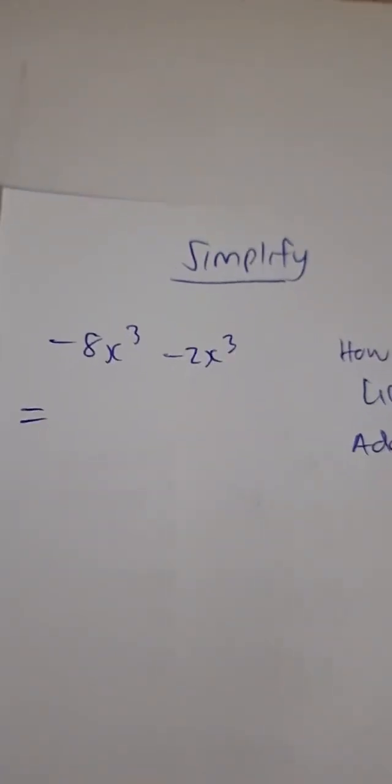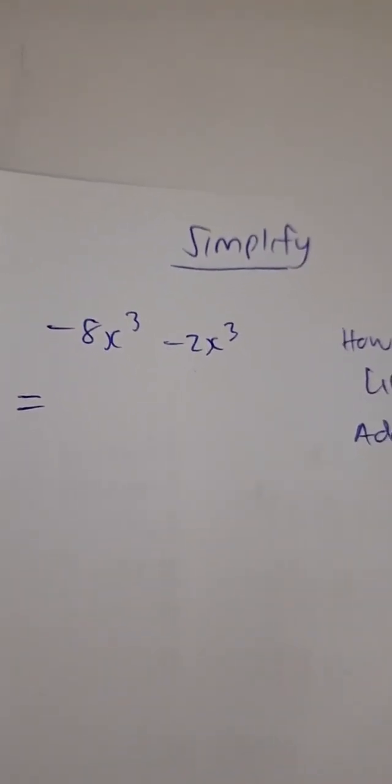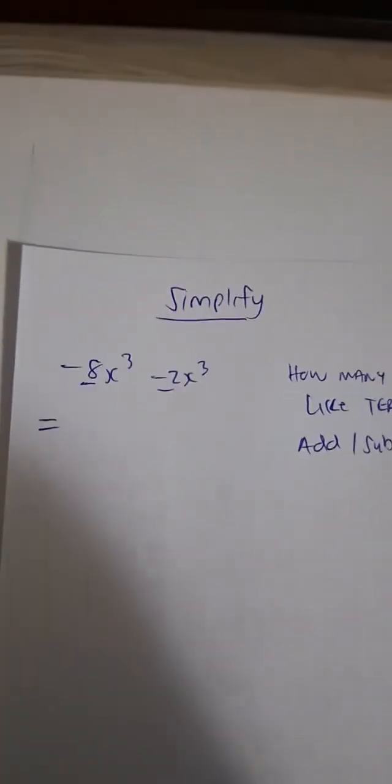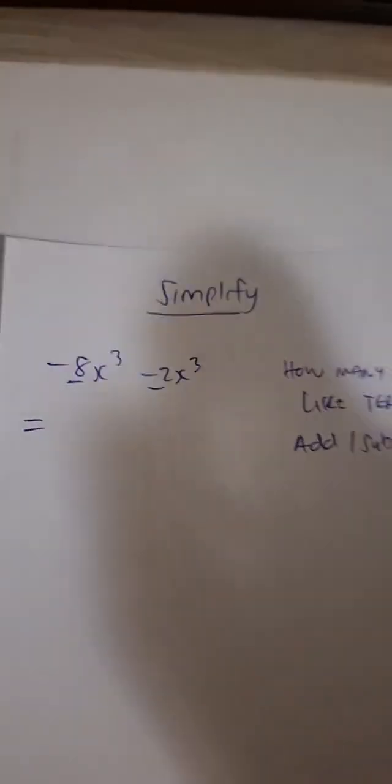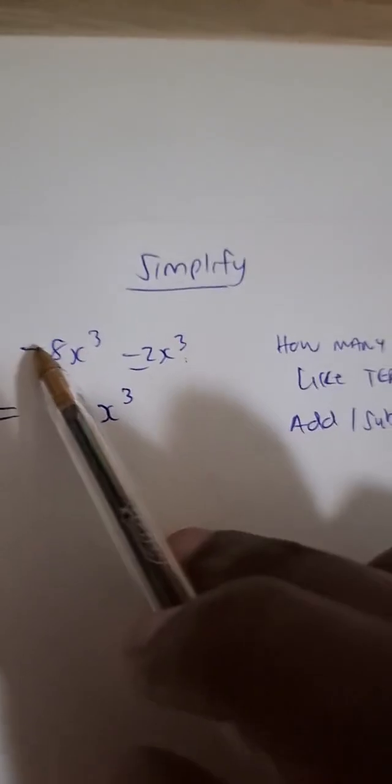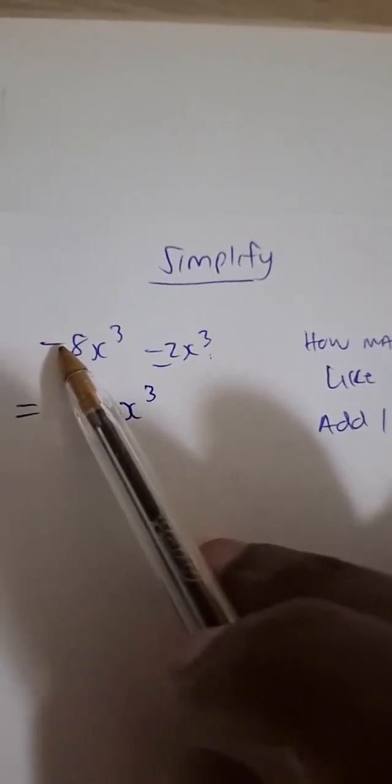So let's go here. What do we do then? Negative 8x cubed minus 2x cubed. What did we say yesterday? When we are adding and subtracting like terms, we do what? We subtract the coefficients. What are the coefficients? Coefficients are the numbers that exist before the variables, in other words, the numbers that are multiplied with the variables. So we keep the variable, so x cubed will stay the same, and then we subtract the coefficients.